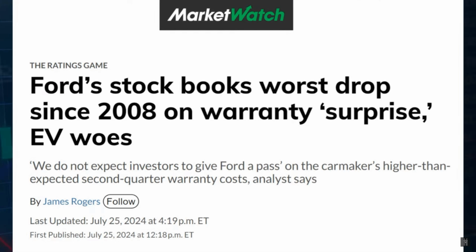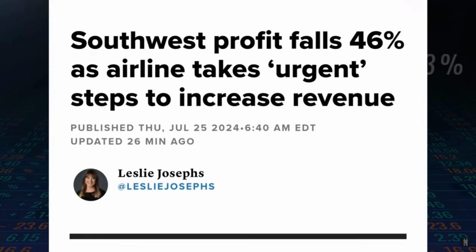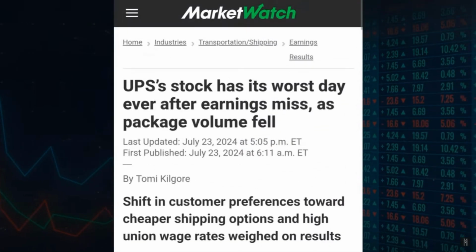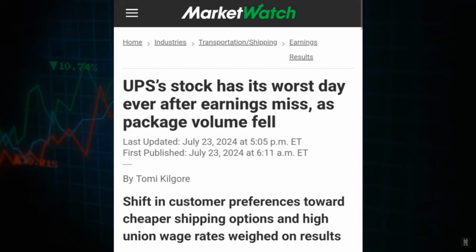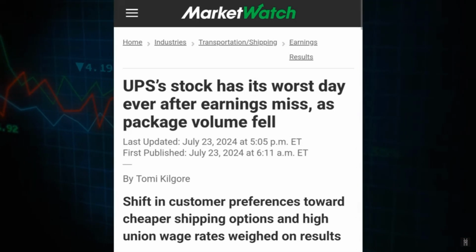I mean, you look at Ford, the biggest drop since 2008, because these EVs are not reliable, cost a lot of money, and folks don't have the spending power to buy these EVs. It's not just EVs, folks. You look at Southwest, profit down 46%. You look at Capital One, profit down 61%. You look at UPS, the biggest drop in the company's history, because package volumes down, revenues down, expenses up, consumer getting weaker. But inflation is sticking. We have stagflation in the economy, and it's impacting these companies.